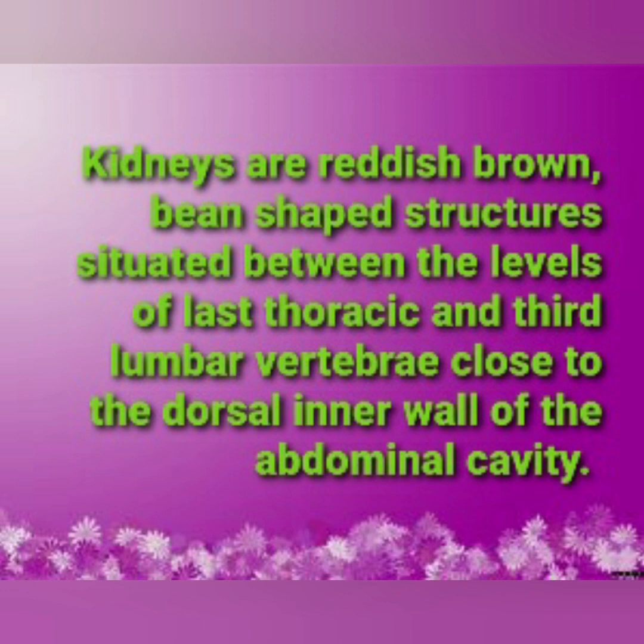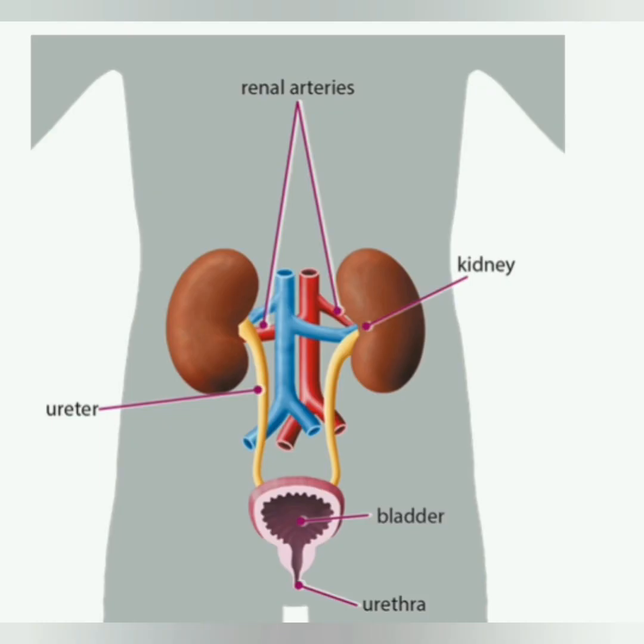Kidneys are reddish brown bean-shaped structures situated between the levels of last thoracic and third lumbar vertebrae close to the dorsal inner wall of the abdominal cavity. Here you can see the location of kidneys just below the diaphragm, one on either side of the vertebral column.